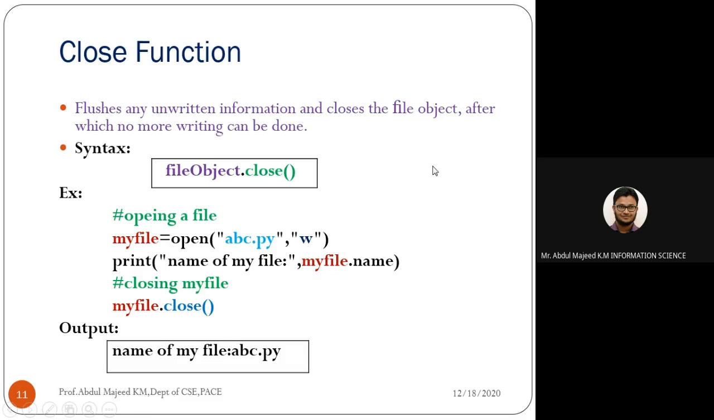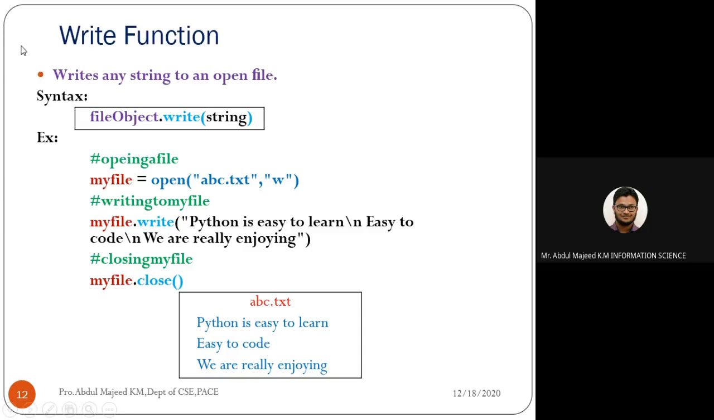Now we can discuss how to write something to an existing file or a new file. For that we can use the write function, which writes any string to an open file. If you want to write something to an existing or new file, remember first you have to open that particular file, then you can apply a write operation, and after that you can close the file. This is the syntax: file object dot write. Within the brackets you can specify any string, message or information.